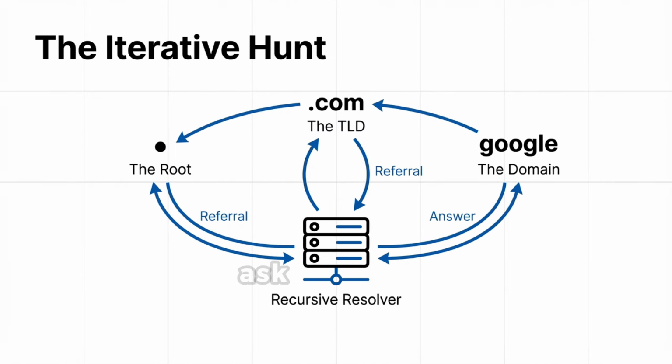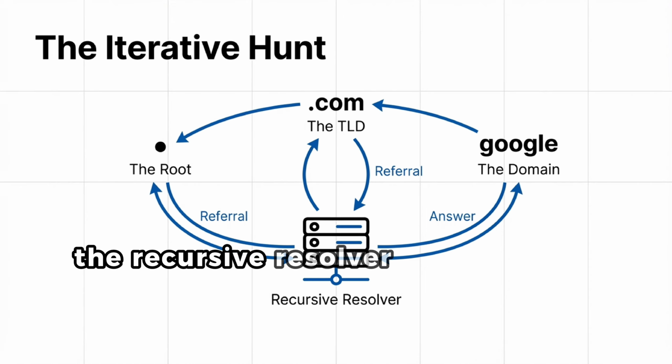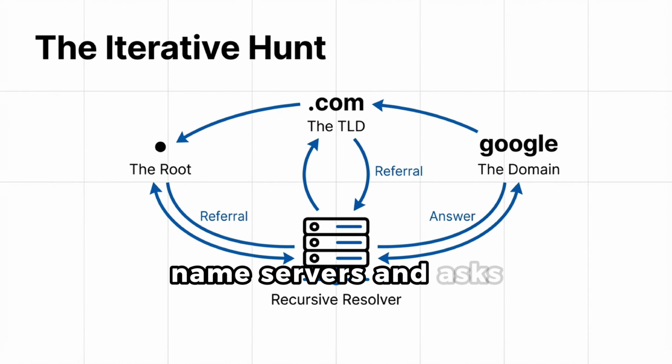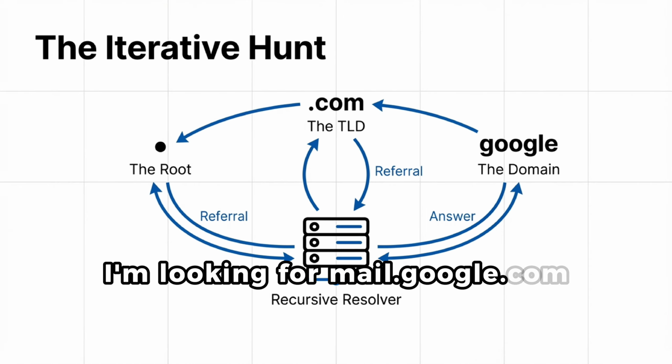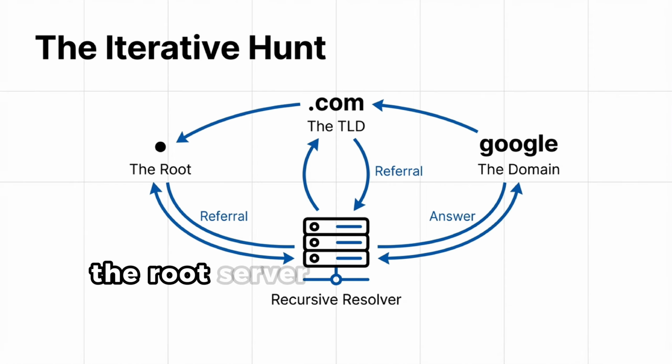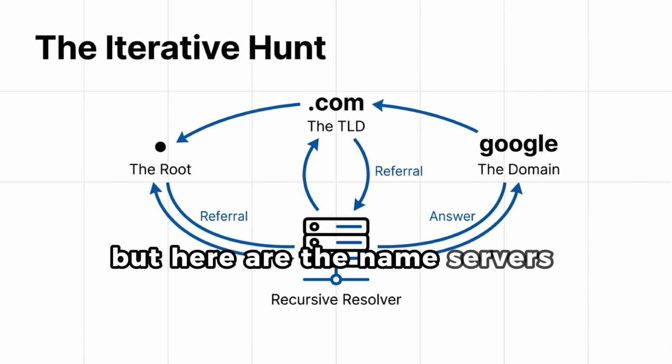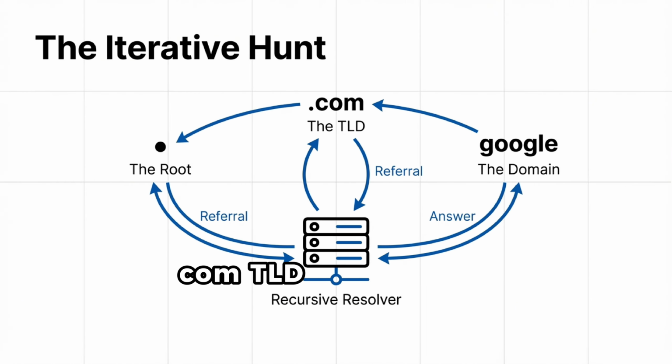Step 1. Ask the root. The recursive resolver contacts one of the root name servers and asks, "I'm looking for mail.google.com. Can you help?" The root server looks at the name, sees that it ends in com, and says, "I don't know the full answer, but here are the name servers responsible for the com TLD. Go ask them." It returns a list of name server addresses for the com TLD.